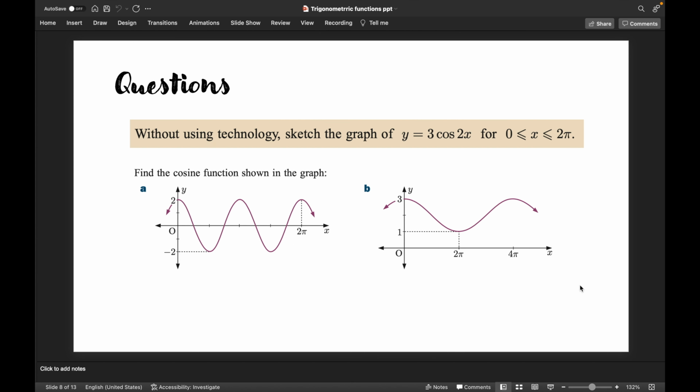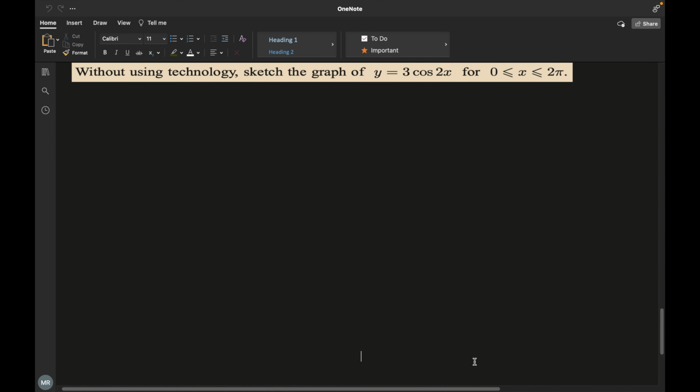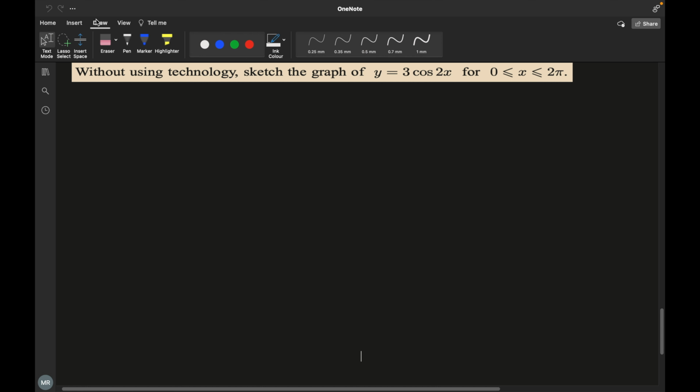So now let's solve a few questions. Let's look at the first question. Without using technology, sketch the graph of y equals 3 cos 2x for the domain between 0 and 2 pi. Okay, I will try my best, but as we have clearly established, I'm not a good drawer, so I will just try my best.